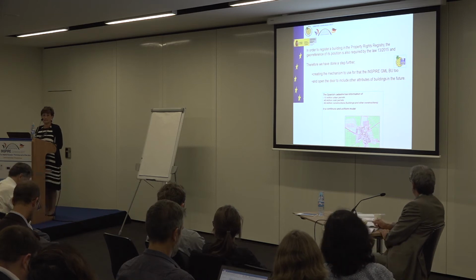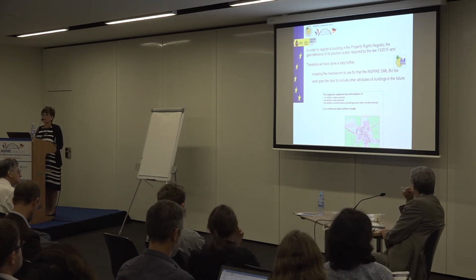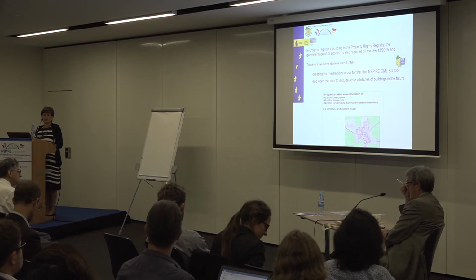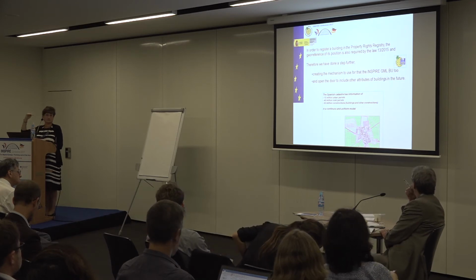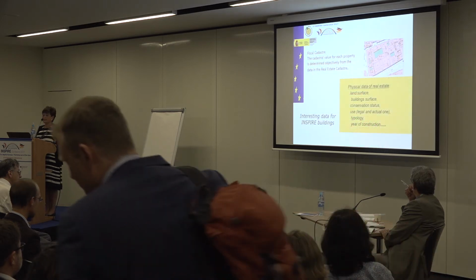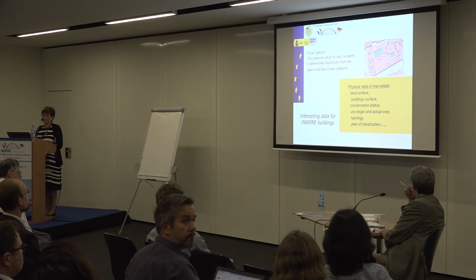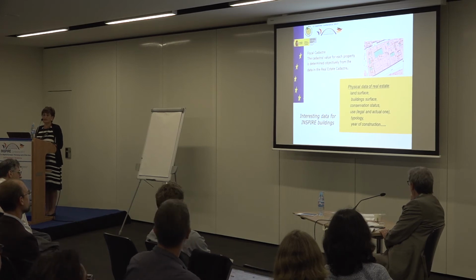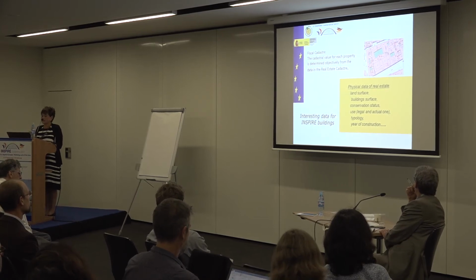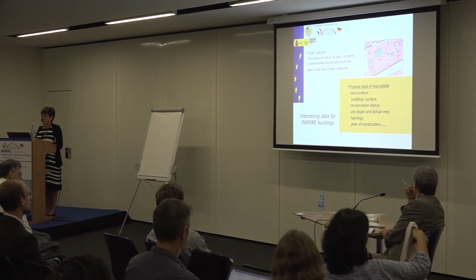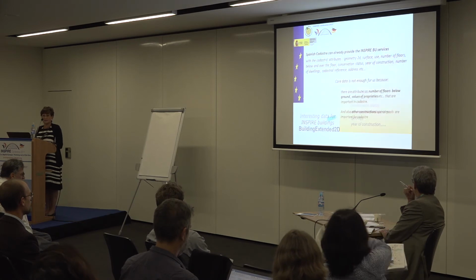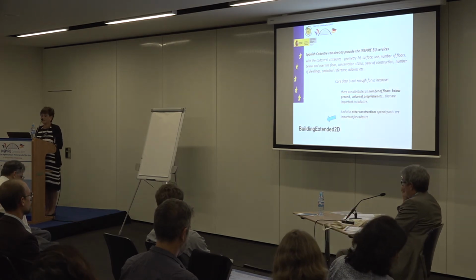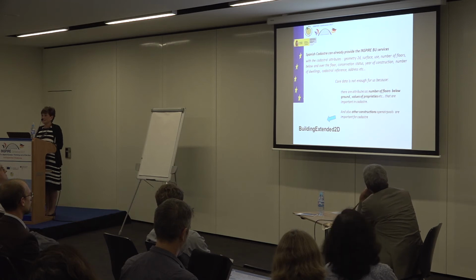We start with very little information of buildings, but we think that in the future we can put more information, even the units, because we have all the units. Because it's a fiscal cadastre, we have a lot of information, because we need it to make the evaluation of the real estate. We have land surveys, building surveys, conservation status, use, legal and actual, typology, year of construction, so much information that we have put in the Inspire buildings model.